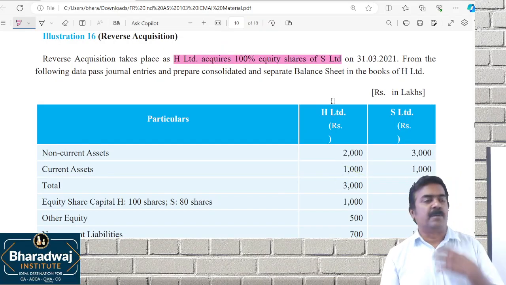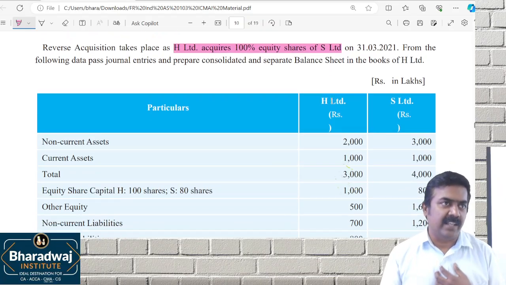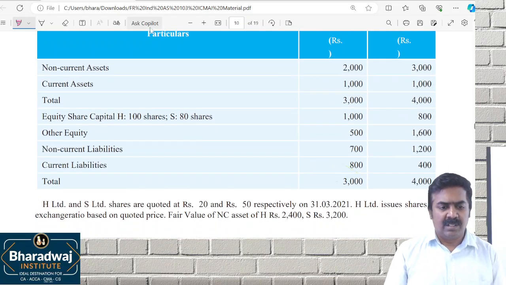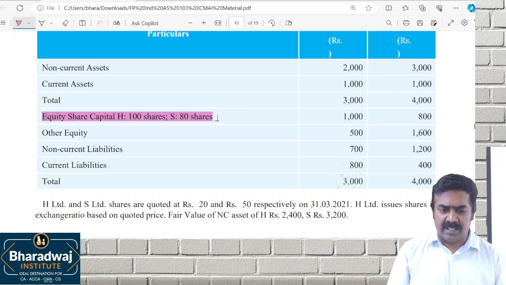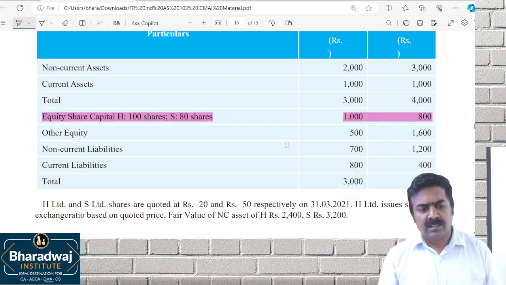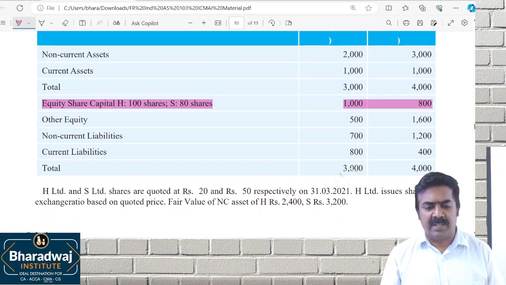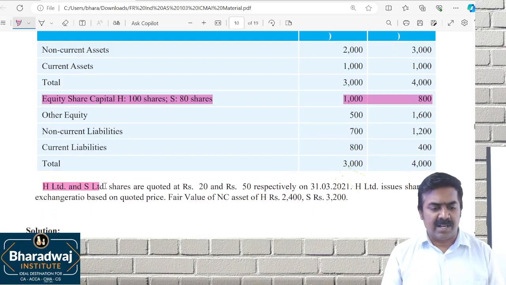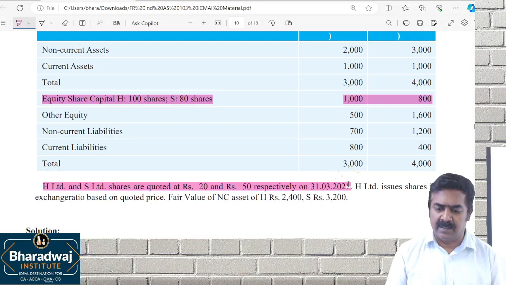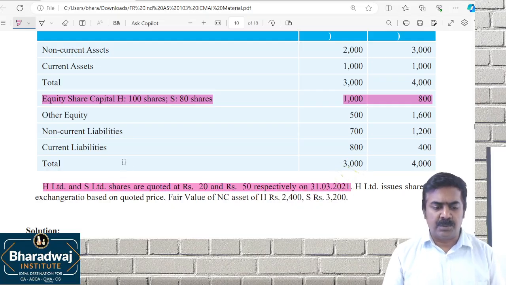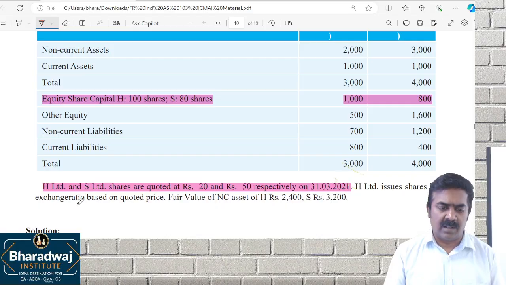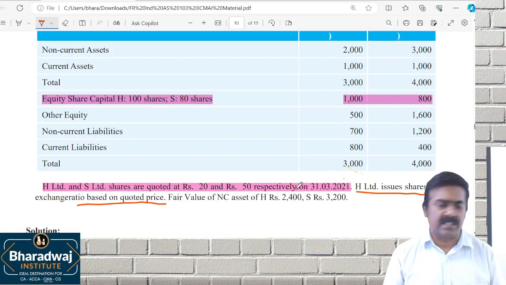H Limited. Who's acquiring? H. Who's selling? Look at non-current assets are given, current assets are given, equity shares. H has 100 shares, S has 80 shares. Then non-current liability, current liability is given. Look at H Limited and X Limited, shares are quoted at 20 and 50 respectively. H Limited issued shares based on what? Quoted price.